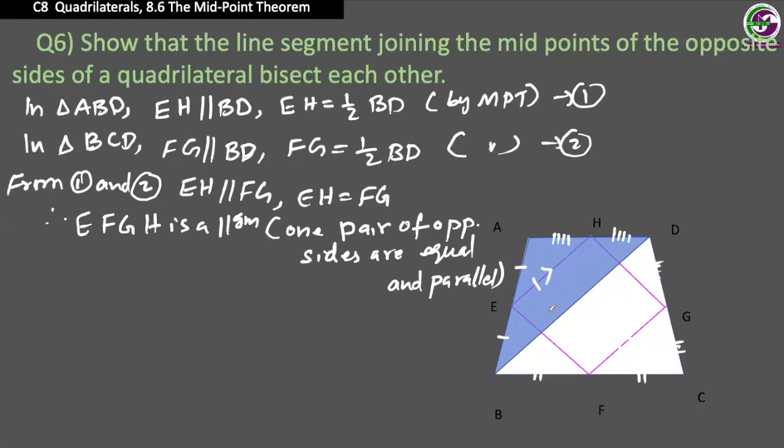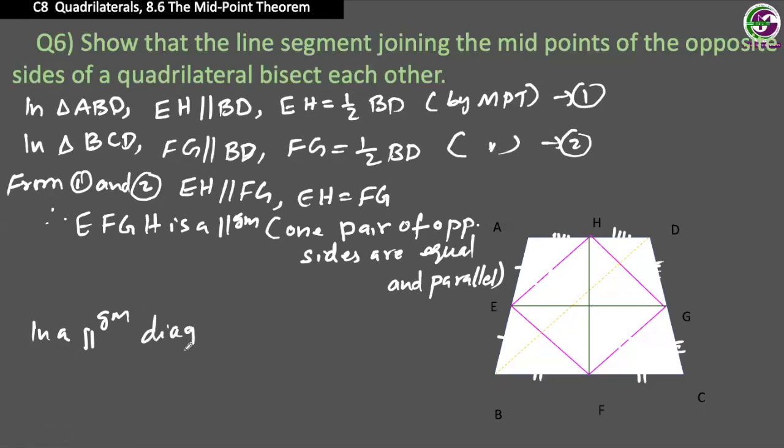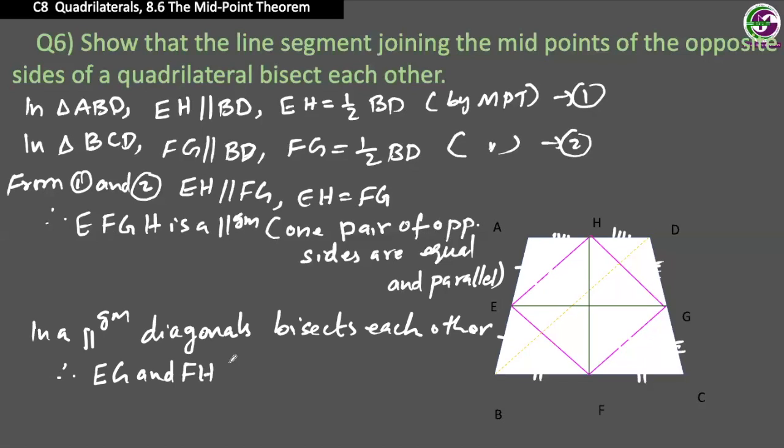Now we have to show that the line joining these two corners, which means EG and FH, are bisected. We know that in a parallelogram, diagonals bisect each other. Therefore, EG and FH bisect each other. Which means these two are equal, these two are equal.